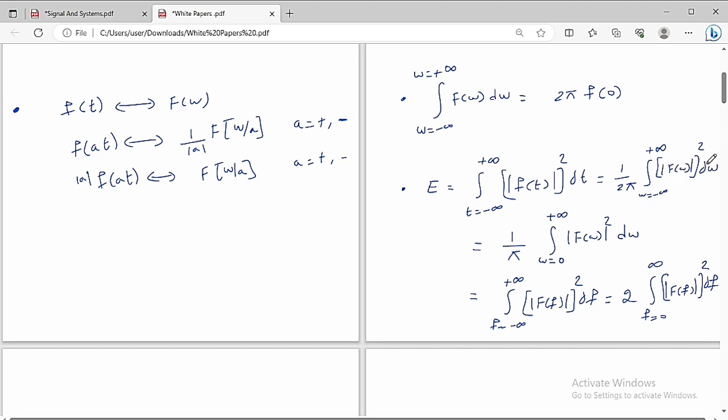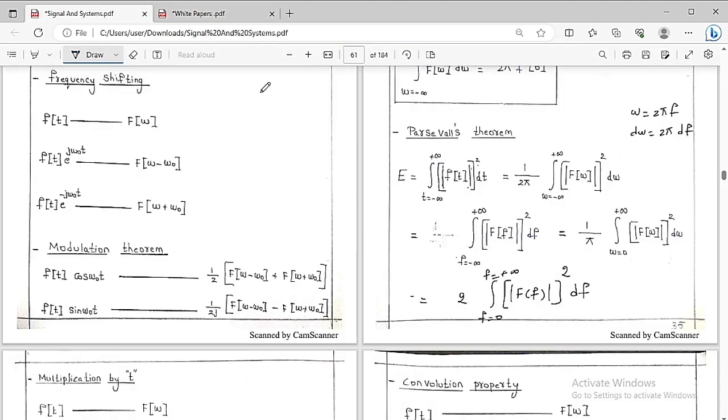Or it is equal to 1 by pi integration from omega equals 0 to infinity of mod of F of omega whole square d omega, or integration from f equals minus infinity to plus infinity of mod of F of f whole square df, or 2 times integration from f equals 0 to infinity of mod of F of f whole square df. These are the different relations that we always have to keep in mind.